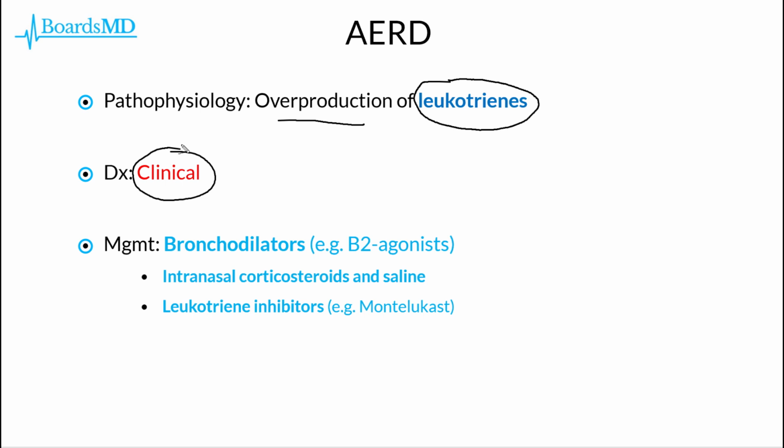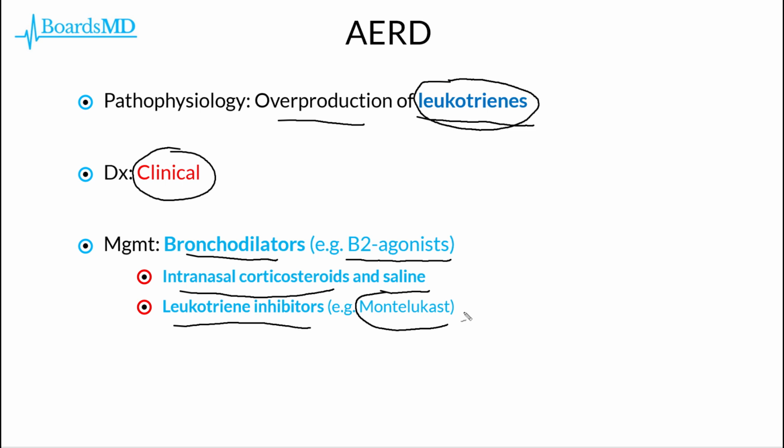Management for AERD includes the use of bronchodilators, including beta-2 agonists such as albuterol. These patients may also benefit from intranasal corticosteroids as well as saline, as this can be helpful with the rhinosinusitis. And additionally, because the underlying pathophysiology of this disease is an overproduction of leukotrienes, these patients can also benefit from the use of leukotriene inhibitors, such as montelukast. And of course, as one would expect, these patients should also try to avoid the use of NSAIDs as well as aspirin, as this can ultimately set off their symptoms.